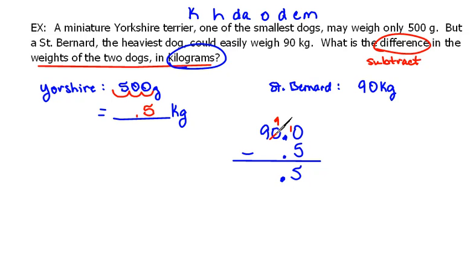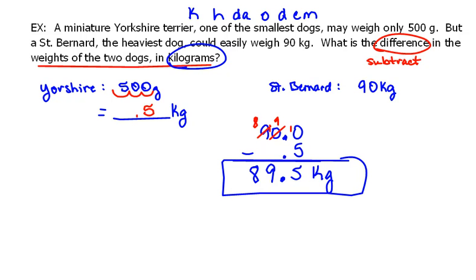And if we couldn't borrow from here originally, did we? I missed that step because there was 0 here, so we had to borrow from the 9, which turns that into an 8. Borrow it over here and made that a 10. Then we could borrow. Sorry about that. Got a little bit ahead of myself there. Now 9 minus nothing would be 9, and 8 minus nothing would be 8. So it looks like the difference in these two dogs in kilograms would be 89.5 kilograms.